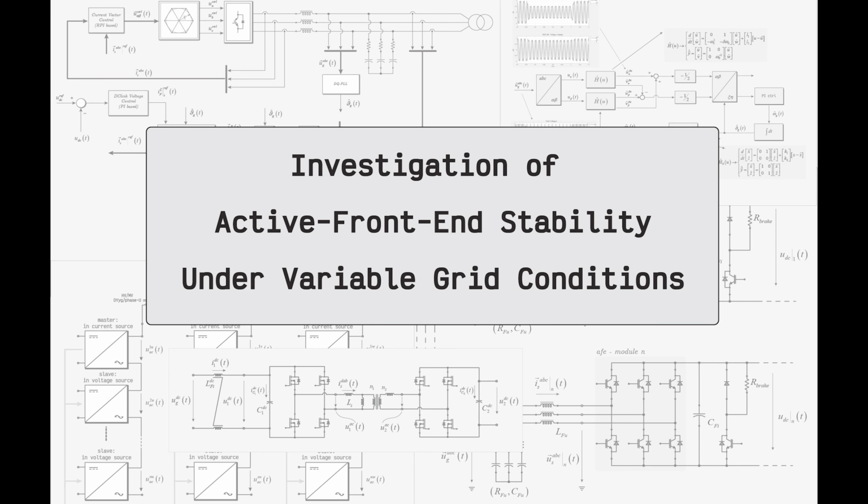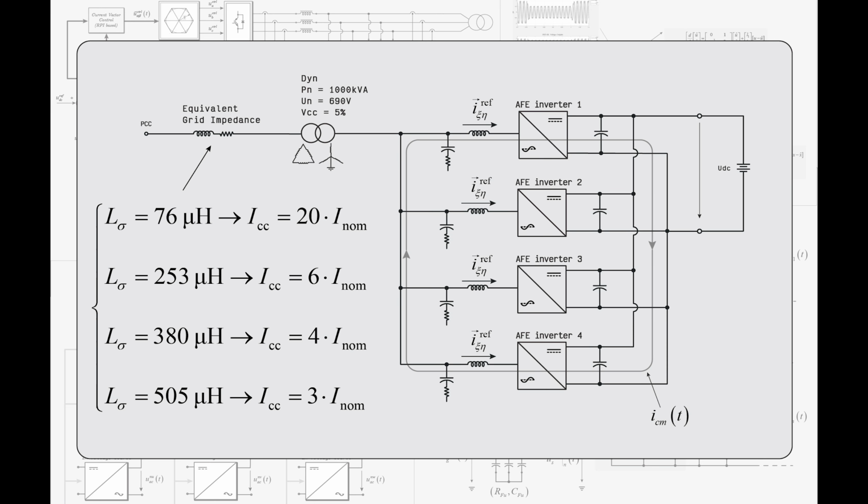This presentation investigates the impact of grid impedance on the stability of active front-end inverters under voltage dips and various reactive power setpoint scenarios. The analysis was performed using a SimScape model based on the full parallelization of 4 active front-end inverters. As shown in the picture, the 4 inverters are connected on the DC side to a common DC bus, while on the AC side to a grid voltage source.